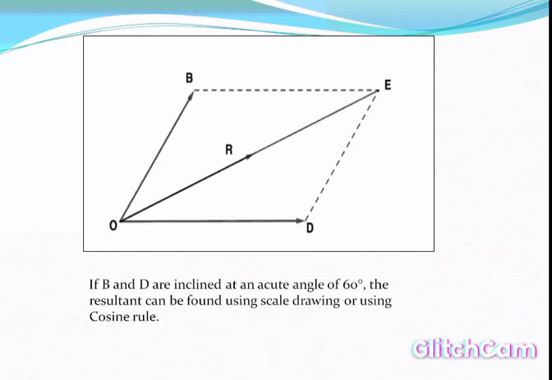Now if B and D are inclined at an angle that is not 90 degrees, let's say for example 60 degrees, we can find the resultant either by using scale drawing or by using the cosine rule. But like I've said earlier, in this class we are not going to be using the scale method, but we are using trigonometry.